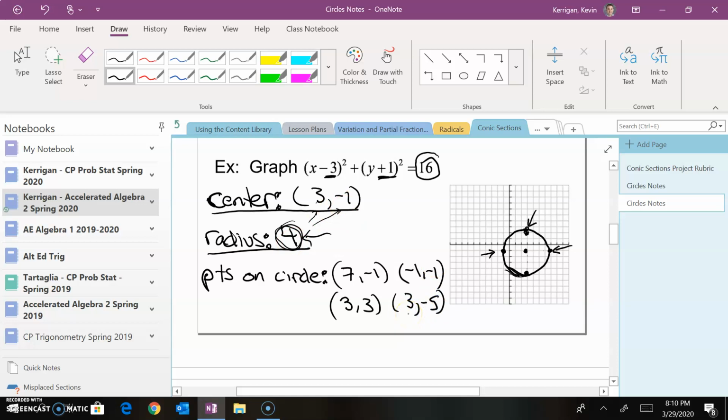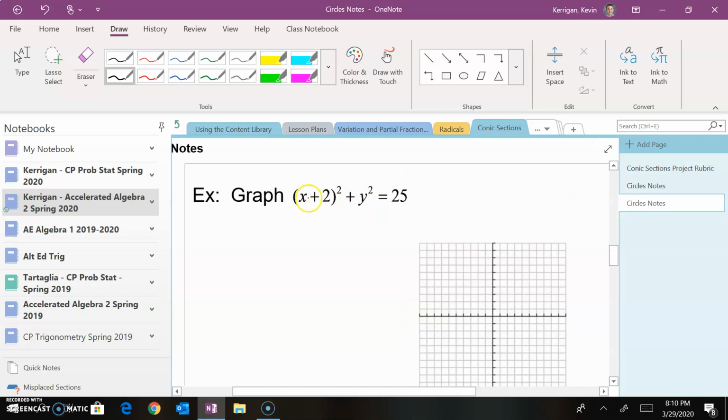Just another quick example for that, I'll go through this quickly. Here, that HK form, my center that I'm given in this case is going to be -2, 0. Notice here, x plus 2, that's x minus a -2. Here, just y squared, that's y minus 0 squared. My radius is the square root of this number on the right-hand side, which is 5.